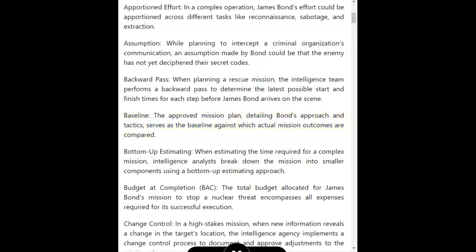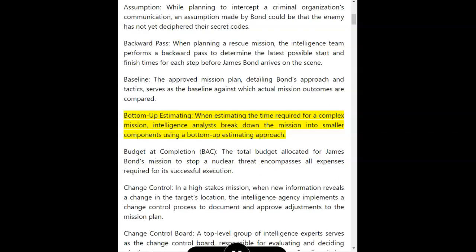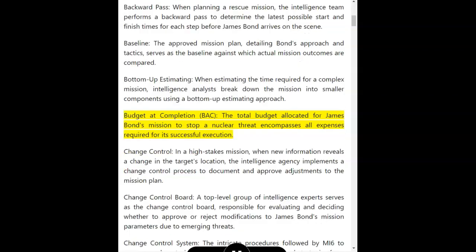Bottom-up estimating. When estimating the time required for a complex mission, intelligence analysts break down the mission into smaller components using a bottom-up estimating approach. Budget at completion, BAC. The total budget allocated for James Bond's mission to stop a nuclear threat encompasses all expenses required for its successful execution.